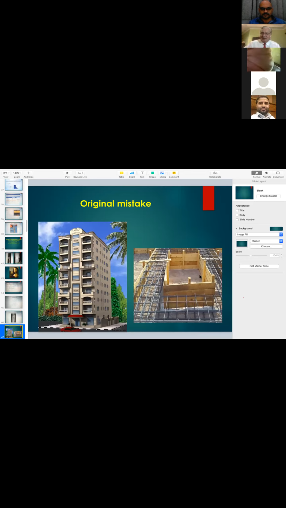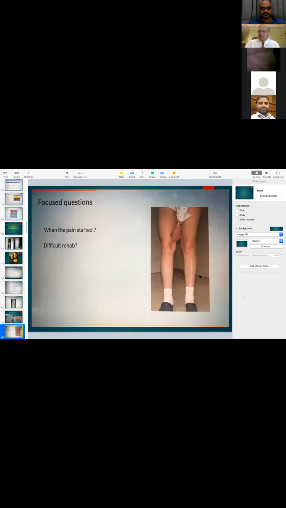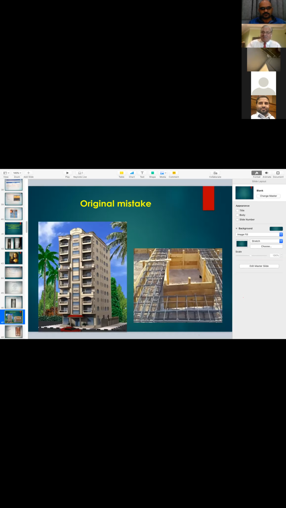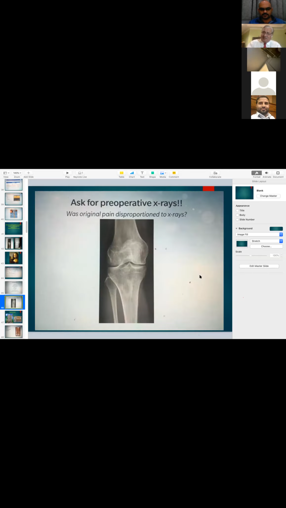Please, doctor, I am in pain. So please, original mistake, check the preoperative X-ray, it is very good for success. Focused questions. Some of the questions: when the pain started. It is difficult when we are doing rehabilitation. Just for the painful knee, one word: if there is pain and stiffness, you may revise the surgery.